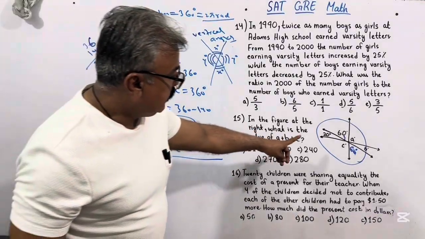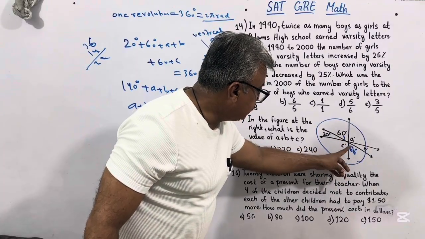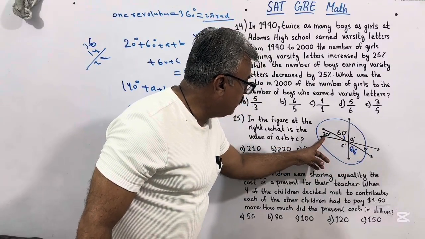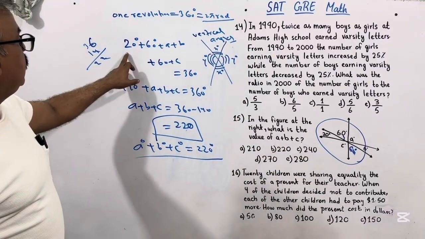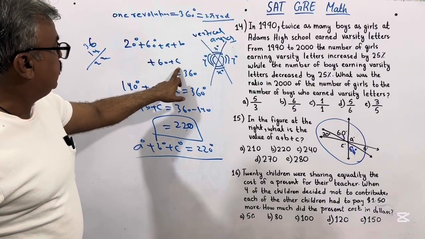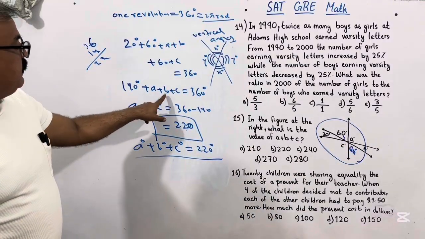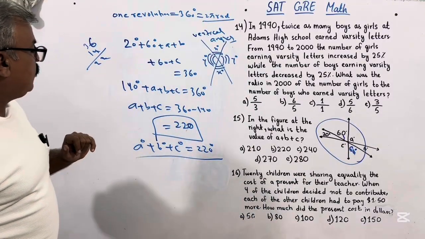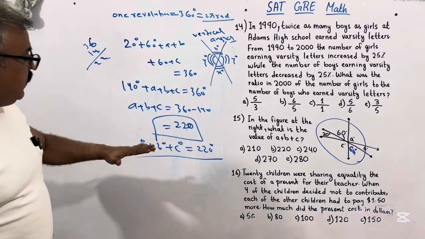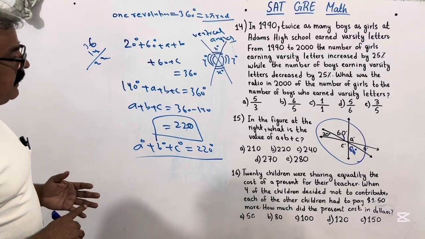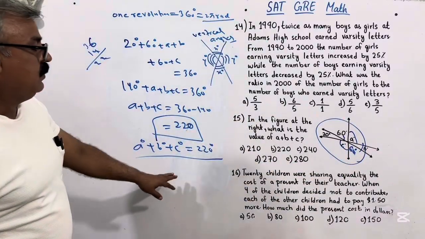We filled this empty space with 60, utilizing vertical angles. 60 plus 60 is 120, plus 20 is 140. This complete round is 360, and we have utilized that fact: 20, 60 plus A plus B plus 60 plus C is equal to 360. Or simply 140 plus A plus B plus C, subtracting 140 on both sides. The difference of 360 and 140 is 220. It is our answer: the sum of angles A, B and C is equal to 220.